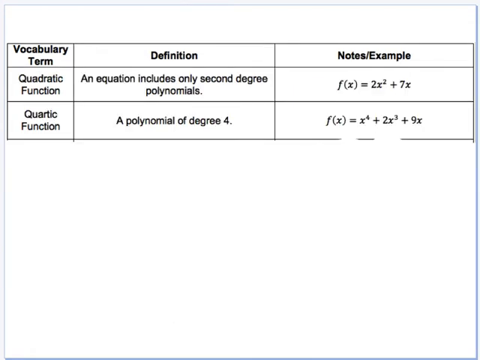Wait, no. We have a couple more definitions I want to go over. Quadratic polynomial functions and quartic polynomial functions. This one's a second degree polynomial, the degree of the polynomial is 4. So these are just examples of your quadratic. Your degree is 2, and quartic is 4.